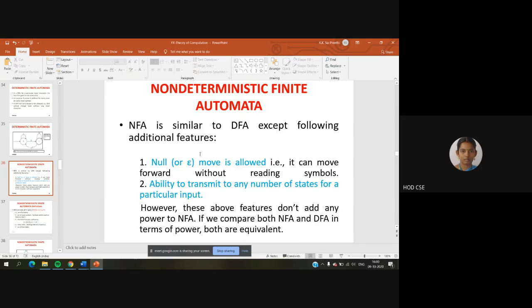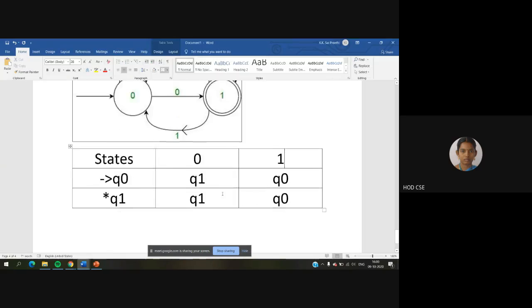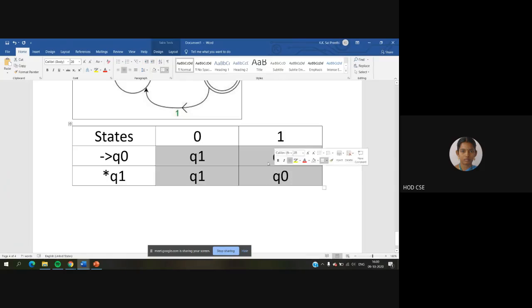In the non-deterministic automata, these are the 2 relaxations I highlighted in blue color font. That is, the epsilon transition is allowed and there is a possibility of making the transition from one state to another on any number of times for a particular input symbol. If you see the diagram of DFA, from 0, the outgoing goes to only one state. If you see the table, you can understand very clearly. I'm highlighting the result of the transition in yellow color, then you can understand.